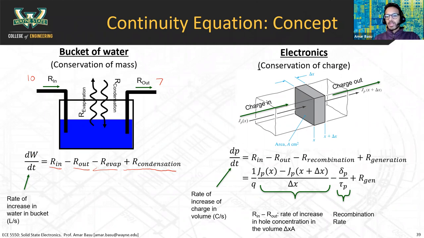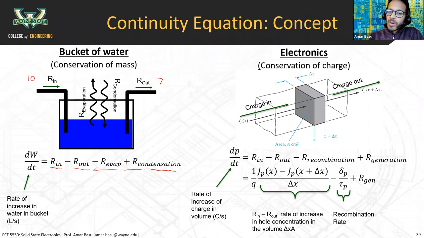With electronics, we have something called the conservation of charge instead of the conservation of mass. So you want to think about, let's say just a charge. You can think about it as a positive or negative charge, it doesn't matter. The point is charge is conserved. So the way we want to think about it here is that you have a block of material, there's charge going in and there's charge going out of that material.